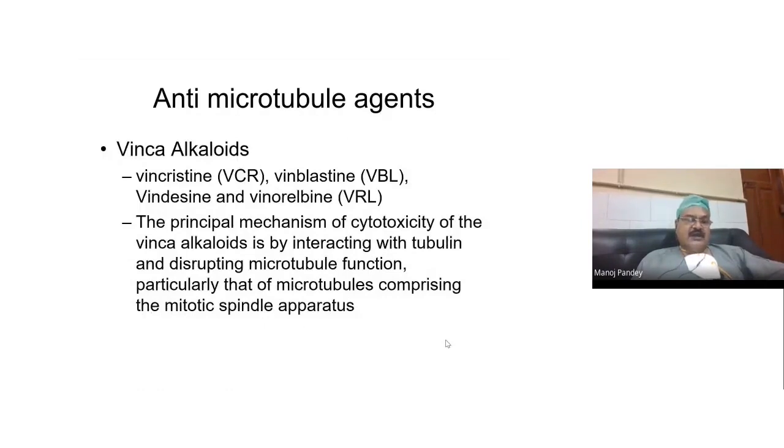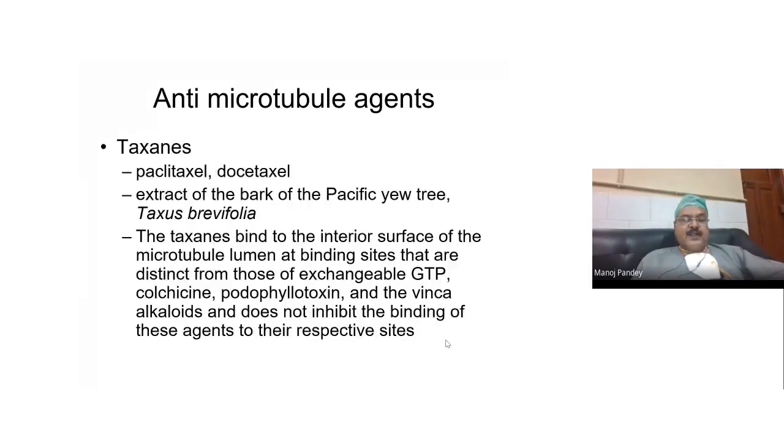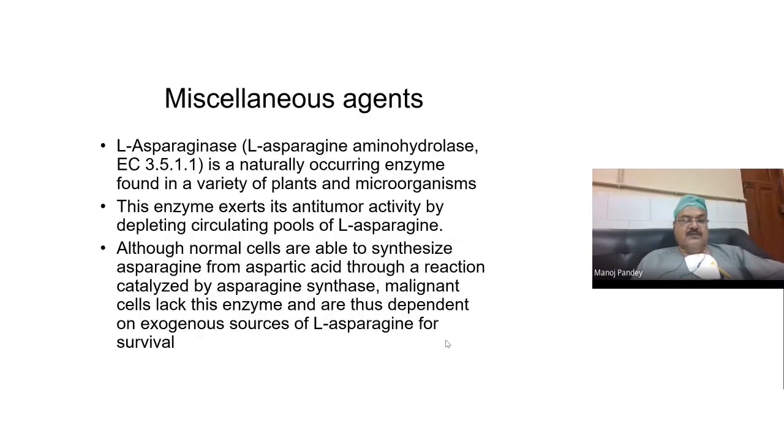Among these are vinca alkaloids like vincristine and vinblastine. These are compounds which were earlier isolated from the Vinca rosea plant. This is a common flower which exists everywhere. Even in Banaras, you can see this flower. You have taxanes, which were originally extracted from Taxus brevifolia. Paclitaxel and docetaxel are the two taxanes which are available.